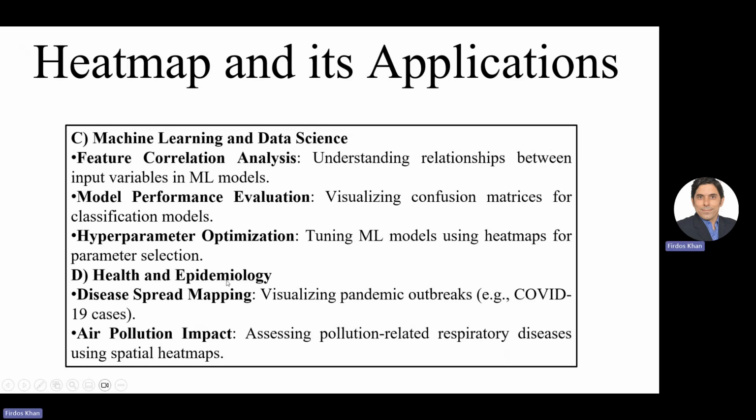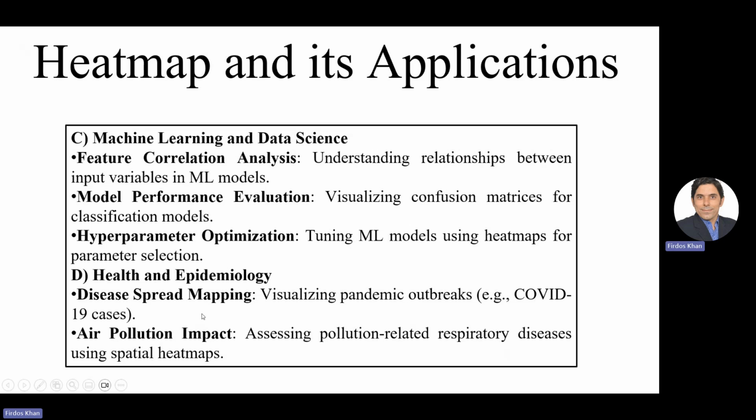Health and epidemiology, disease spread mapping: visualizing epidemic outbreaks, e.g., COVID-19 cases. If you have data on COVID-19 and geographic information, globally or maybe regionally, you can visualize and see where the highest threat of the spread of a particular disease like COVID-19, and maybe other diseases as well, is.